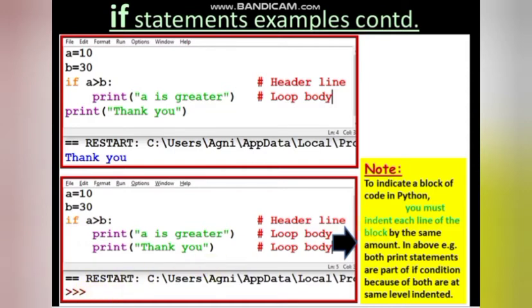So remember, to indicate a block of code in Python, you must indent each line of the block by the same amount. In the above example, both print statements are part of the if condition because both are at the same level of indentation.